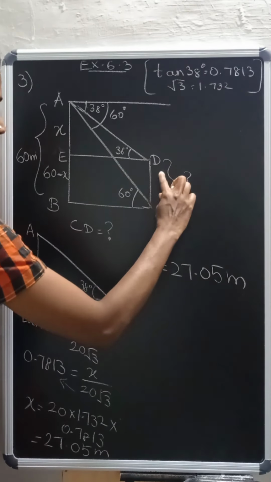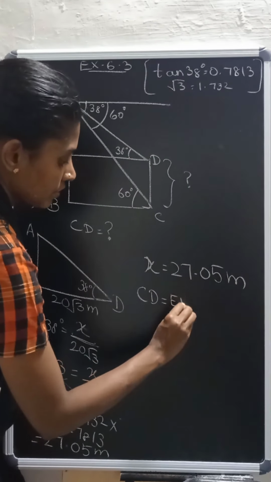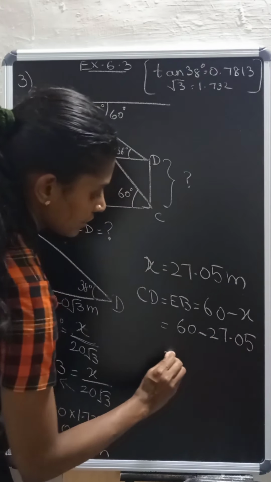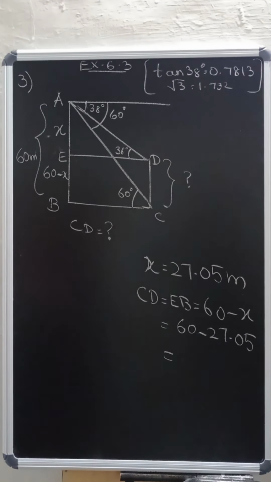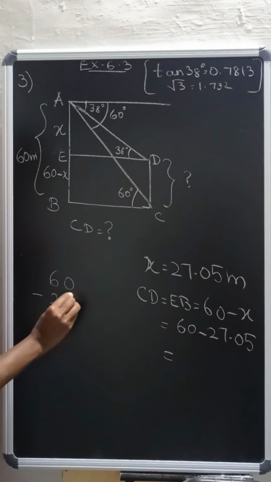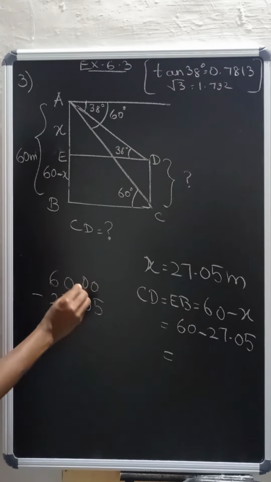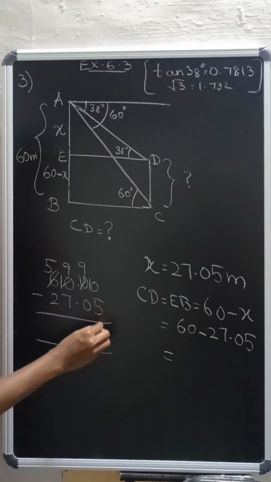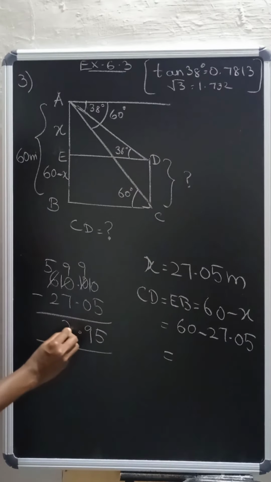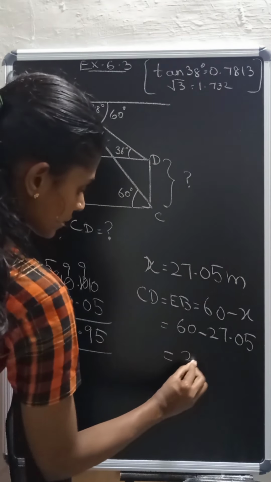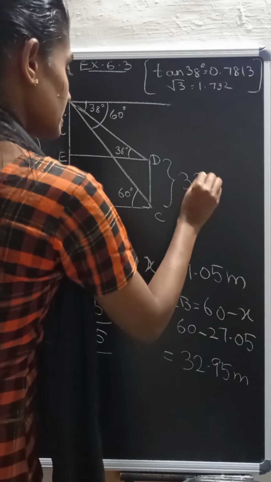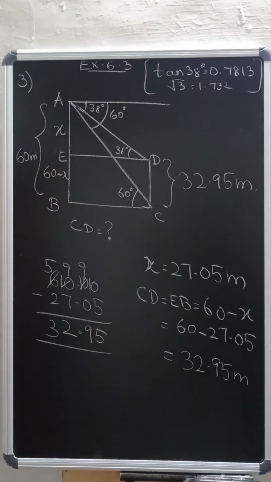So we need CD, which is equal to EB, which is equal to 16 minus x. So we will do 16 minus 27.05. So 16 minus 27.05 gives .95 meters. So the length of the vertical lamppost is 32.95 meters. Now we will see the fourth sum in exercise number 6.3.